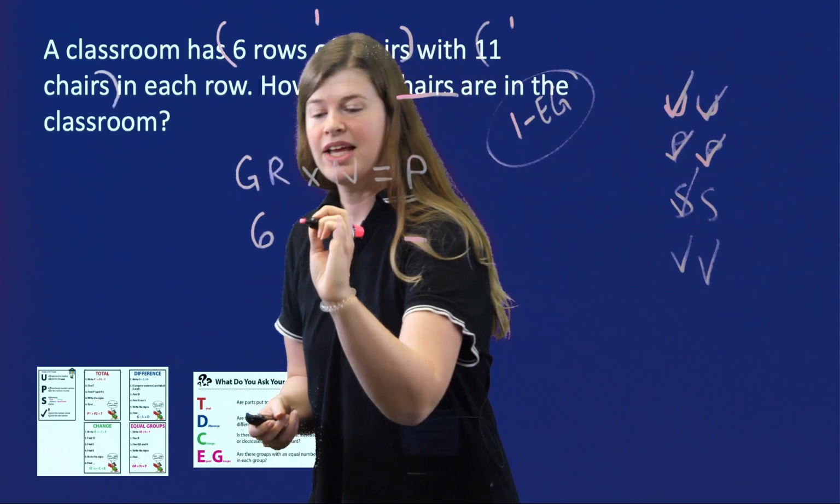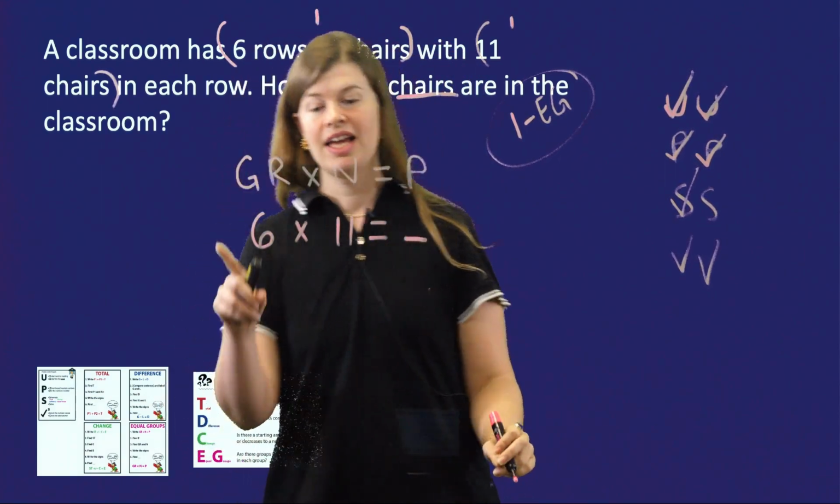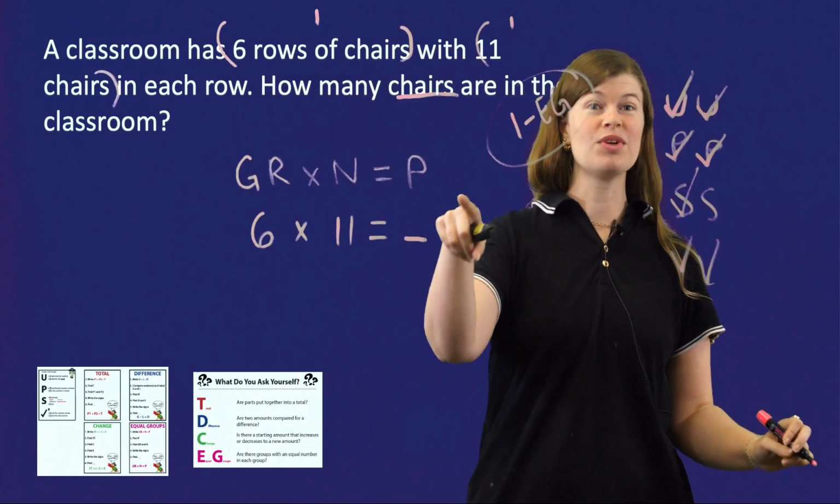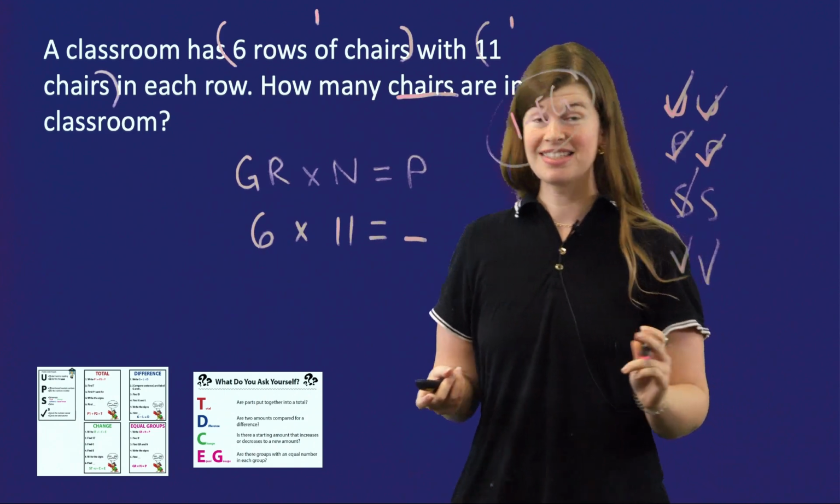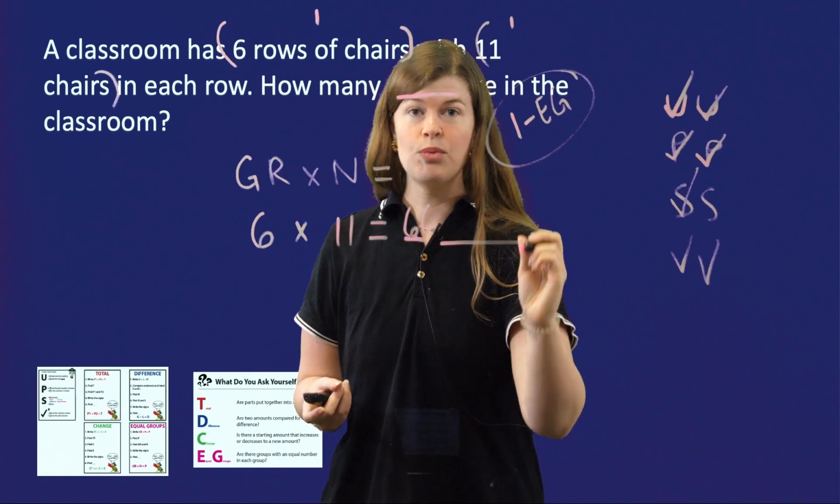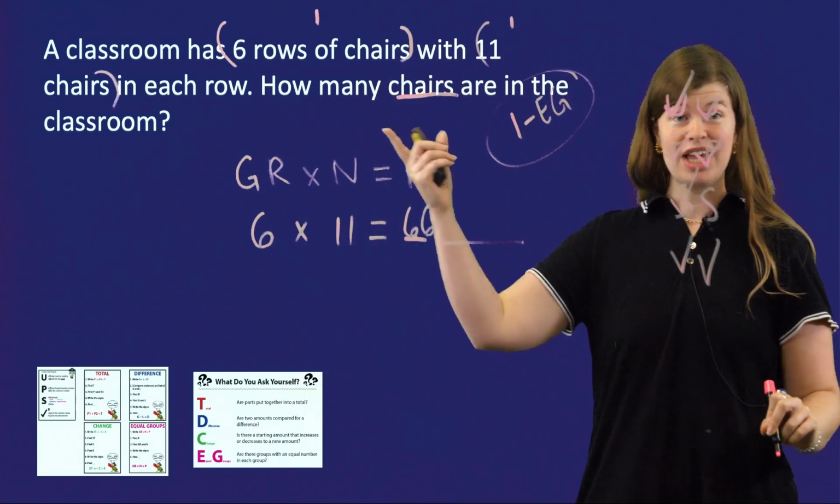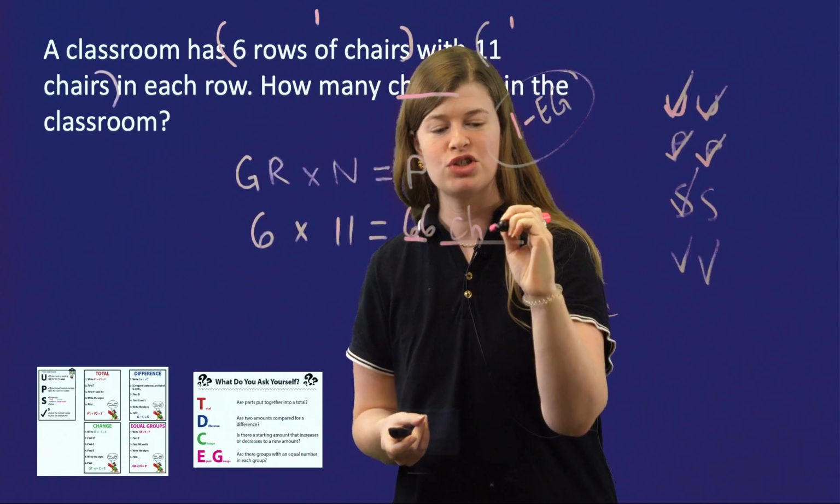Now I need to populate with my signs. And I have 6 times 11 equals blank. I can do the mental math here. I know that 6 times 11 is 66. But I'm not done yet. 66 what? Well, we underlined our label earlier. Our label is chairs. So I put chairs here.